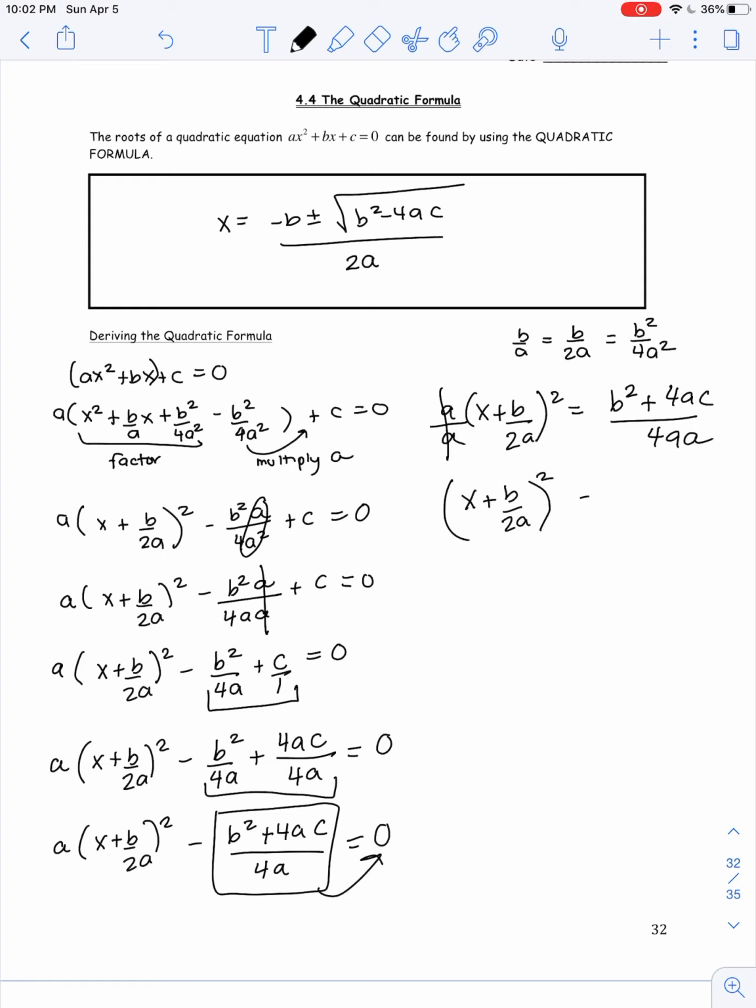And now we're going to square root both sides, because right now we have this squared value. If we square root both sides, it'll bring it to the other side. So we're going to square root this whole thing.